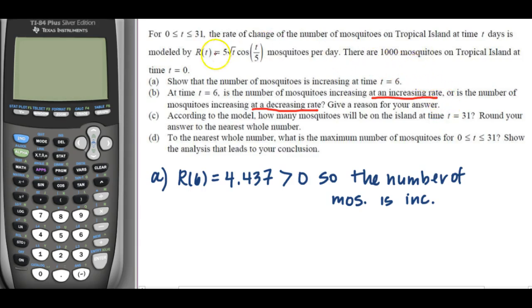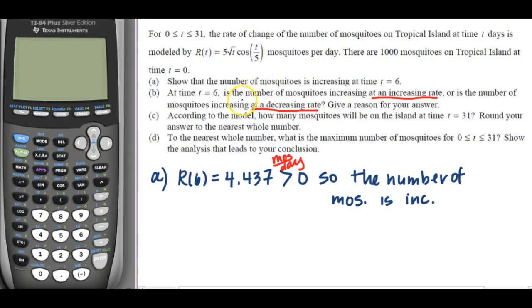So we just said that even though this has no prime notation, this R of t function is a derivative. It represents a rate of change with the units in mosquitoes per day. So substituting in 6, R of 6 was 4.437, but again, the units would be mosquitoes per day. So on day 6, the rate of change is 4.437 mosquitoes every day.